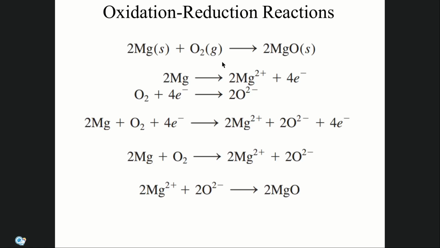For convenience, we can think of this process as two separate steps. One involves the loss of 4 electrons by the 2 magnesium atoms, and the other is the gain of 4 electrons by an oxygen molecule. Each of these steps is called a half reaction, which explicitly shows the electrons involved in the redox reaction. The sum of the half reactions gives the overall reaction.